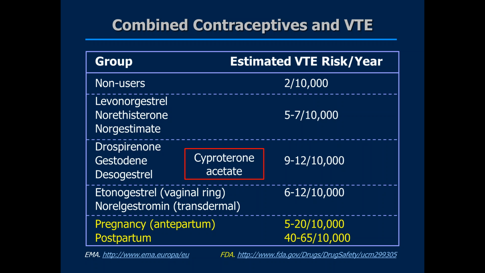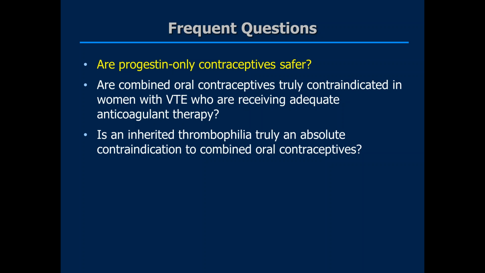So prescribing an ineffective form of contraception may well expose your patient to a higher risk of venous thromboembolism. Oftentimes we're asked, are progestin-only contraceptives safe, or absolutely safe, when we're trying to avoid the risks associated with combined oral contraceptives?